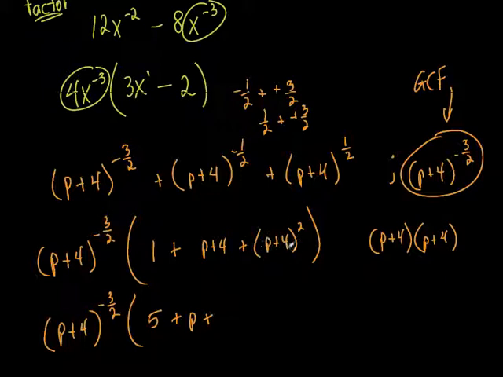It's not just p squared plus 4 squared, is it? Because when you square something, you multiply it by itself. So you got to do this stuff. So what is that? That's p squared, outside inside, which is 8p, and then the last, which is 16. So let's write that down. Plus p squared plus 8p plus 16.